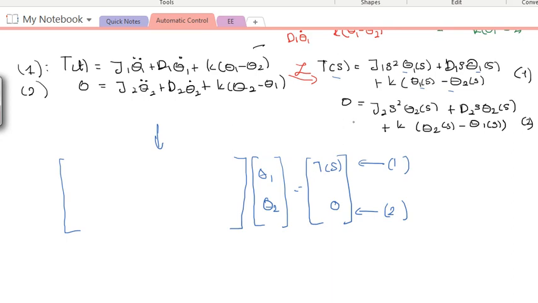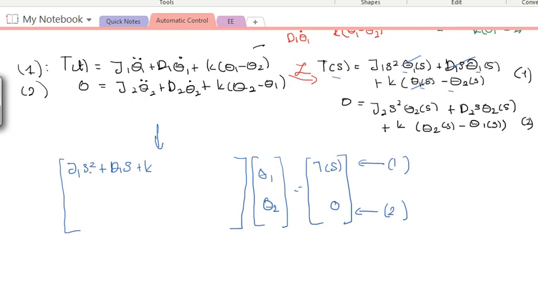So the multiplier of theta 1, if we look here, we have J1 s squared, right? J1 s squared plus we have D1 s, and then plus we have K, theta 1, right?